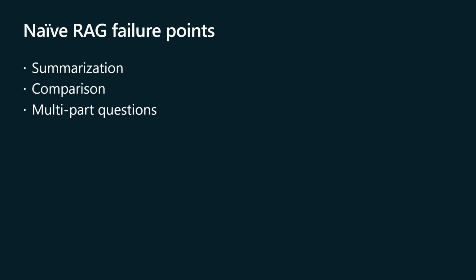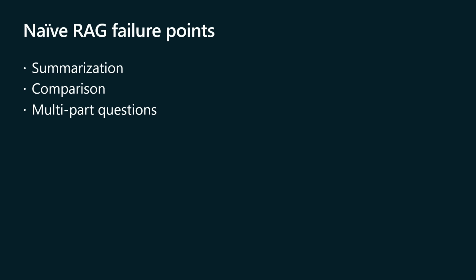Another failure mode that naive RAG has is comparison. If you give it a comparison question of comparing A and B, it's going to find chunks about A and chunks about B, and it's going to hand them off to the LLM. But the LLM isn't necessarily going to know which chunk is about A and which chunk is about B.